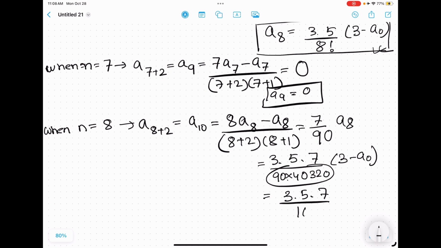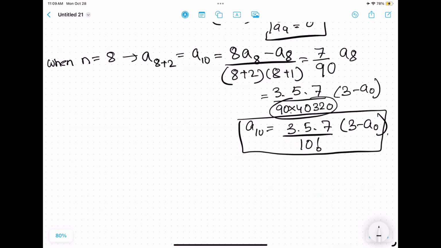Okay. That is my a sub 10. Okay, so I think we are now ready to write our general solution. So let's go ahead and do that. So I have y of x equals a sub 0, which is, again, my arbitrary number. And then I have a sub 1, which is also an arbitrary number. And then I have my a sub 2.